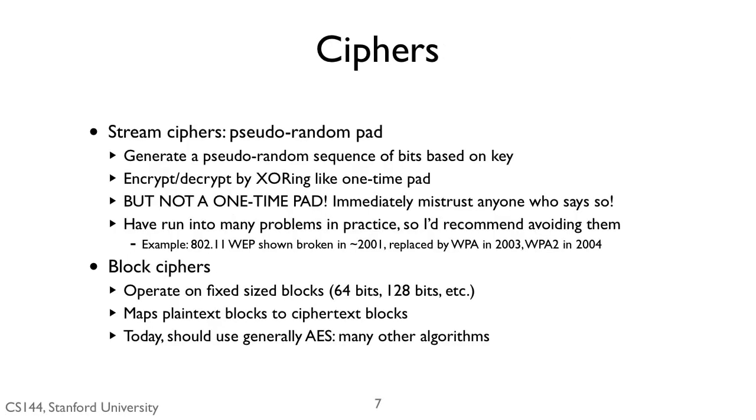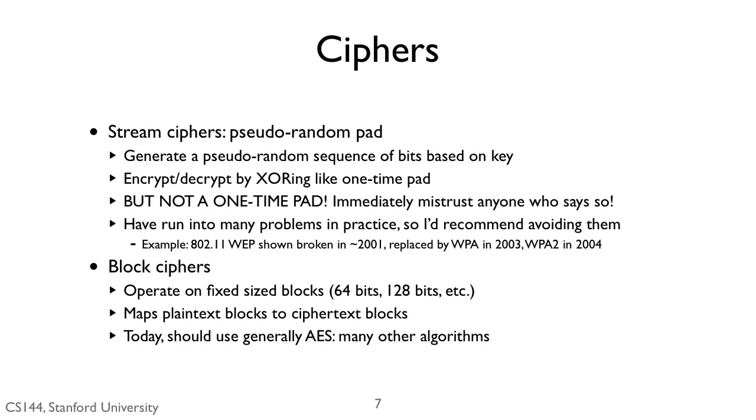Now there are two kinds of symmetric ciphers, stream and block. Stream ciphers generate a pseudo-random pad, a pseudo-random sequence of bits based on the key. You then encrypt and decrypt by XORing with a stream like a one-time pad. But it is not a one-time pad. Immediately mistrust anyone who says it is, because they don't know what they're talking about. Generally speaking, stream ciphers have run into lots of problems in practice. Problems with stream ciphers typically stem from repetition.